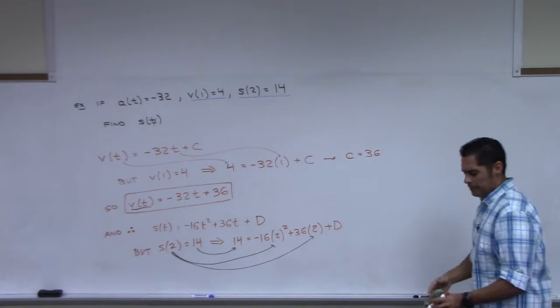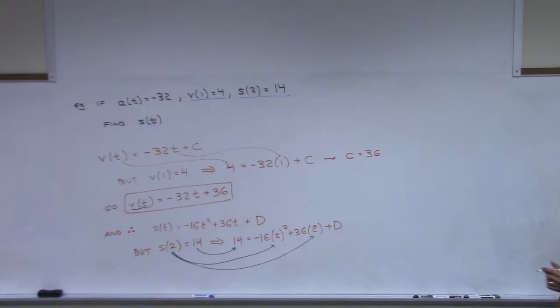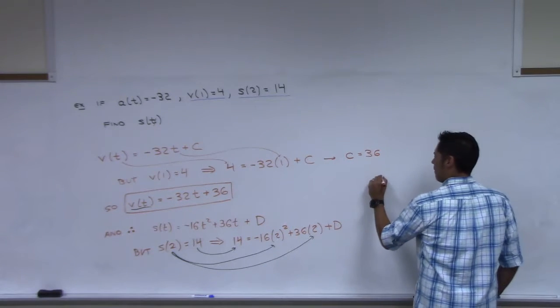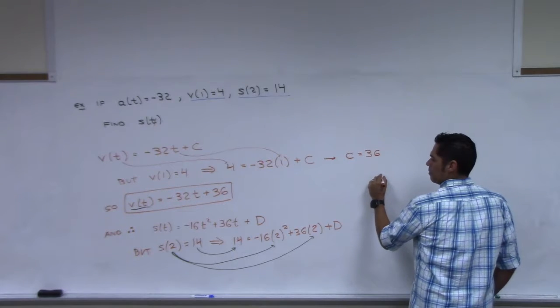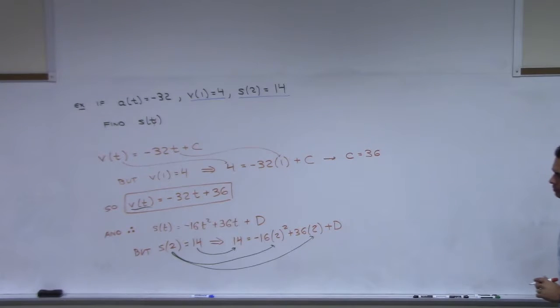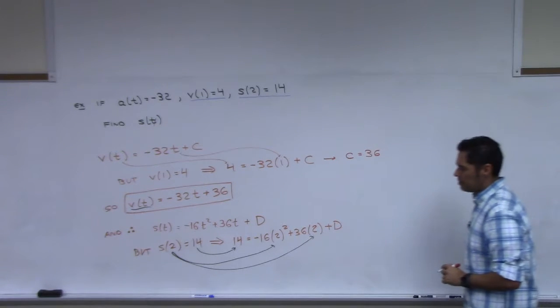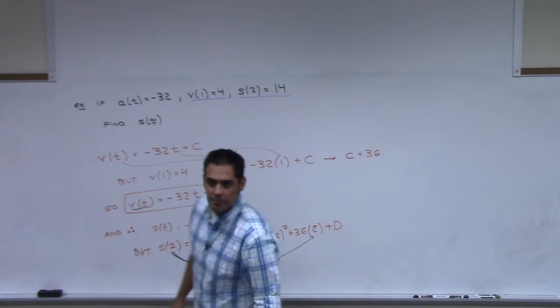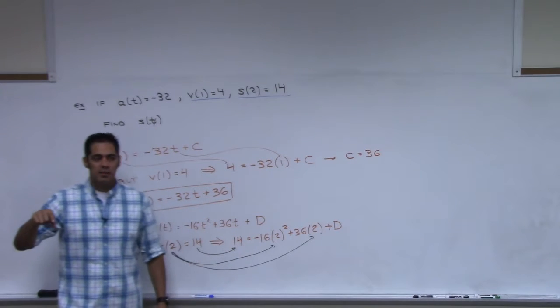Anybody get it yet? 6? D is 6? You got 22? Uh-oh. How many people get 6? Raise your hand. 6?